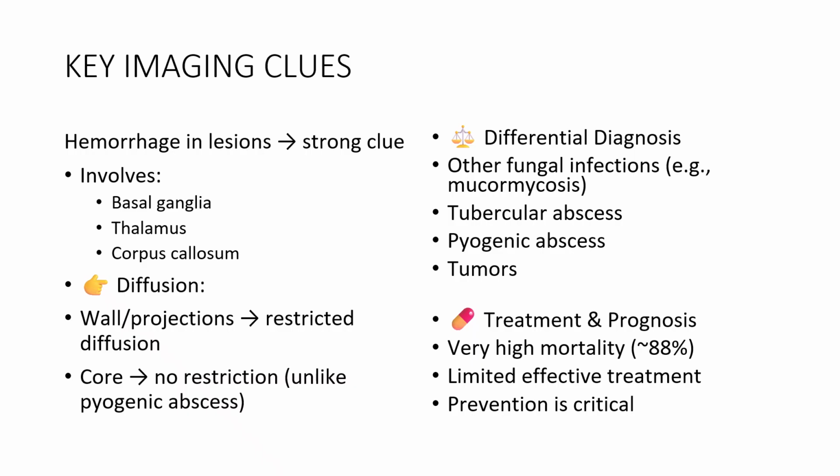In diffusion weighted imaging, the wall will show restricted diffusion, and the core will show no restriction, unlike a pyogenic abscess. Differential diagnoses are other fungal infections like mucormycosis, tubercular abscess, pyogenic abscess, and tumors. Treatment and prognosis: it carries very high mortality, 88%. There is only limited effective treatment, and prevention is critical.